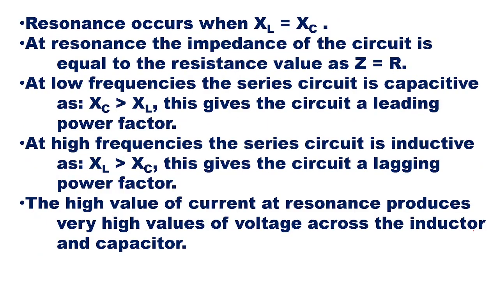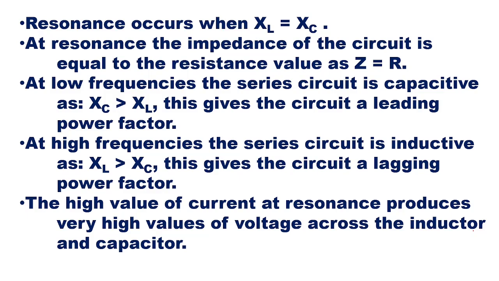So here you can see the theory behind it. Resonance occurs when reactance of inductor is equal to reactance of a capacitor, that is XL is equal to XC. At resonance, the impedance of the circuit is equal to the resistance value as Z is equal to R. At low frequencies, the series circuit is capacitive as XC is greater than XL. This gives the circuit a leading power factor. This is important. At low frequency, capacitive reactance is high. At high frequency, the inductive reactance, that is XL, is greater than XC. This gives the circuit a lagging power factor.